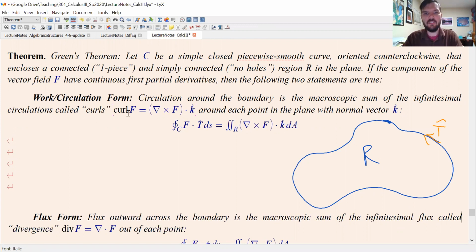And the curl is defined by, as we saw before, the del operator crossed with the vector field, all dotted with, in this case, k hat. That's the perpendicular vector to the plane. So all of our curls will be measures of rotation perpendicular to the plane.